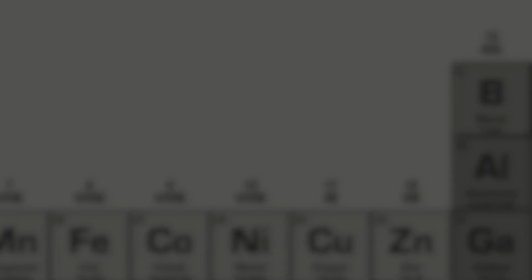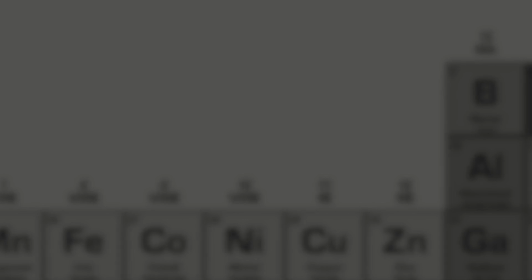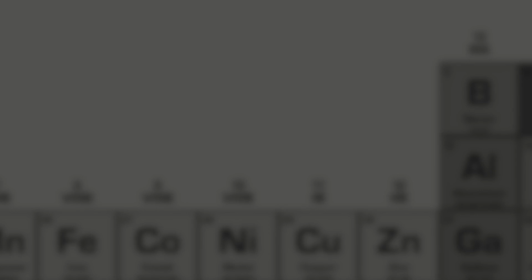The periodic table is not just a reference chart. It is a reflection of the underlying principles of chemistry and physics. It tells us not only what elements exist, but also how they behave, how they interact, and how they form the substances that make up our world.